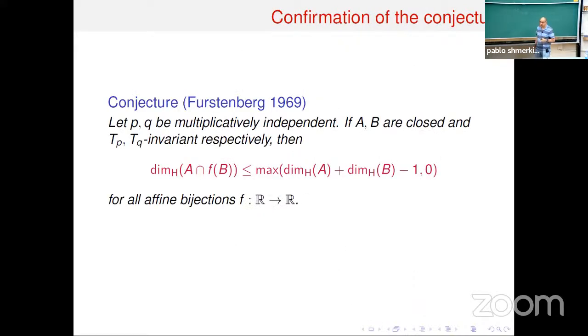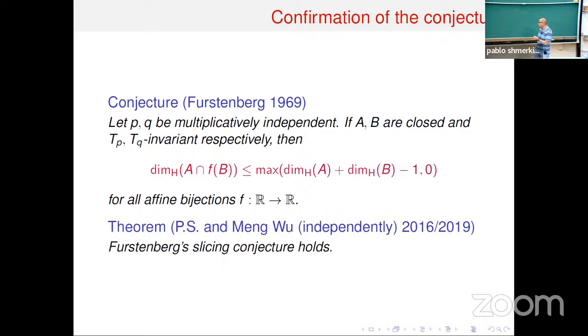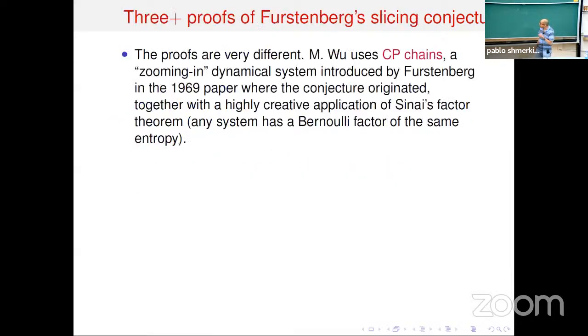So here is the conjecture again. It says that times 2 and times 3 invariant sets, closed invariant sets, do not have too large intersection, even after linear perturbation. And well, now we know that the conjecture is true, and it was proved independently and simultaneously by Meng Wu of the University of Oulu and myself. 2016 is when we posted the preprint. In 2019, it was published. So unfortunately, I don't have time to say almost anything about the proofs other than some keywords. So I will say some keywords.